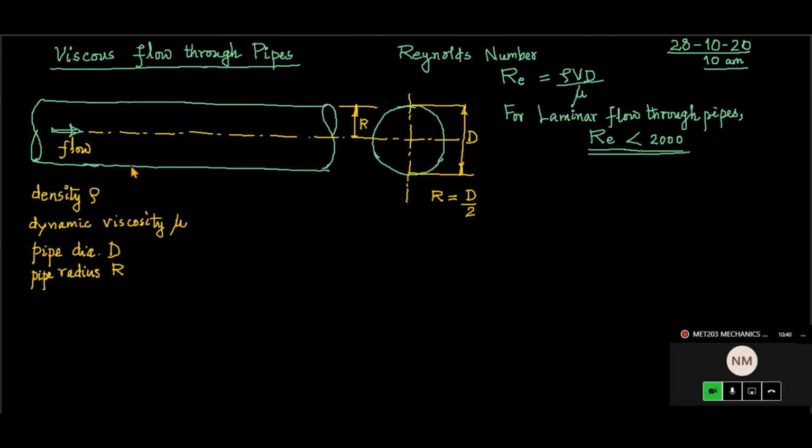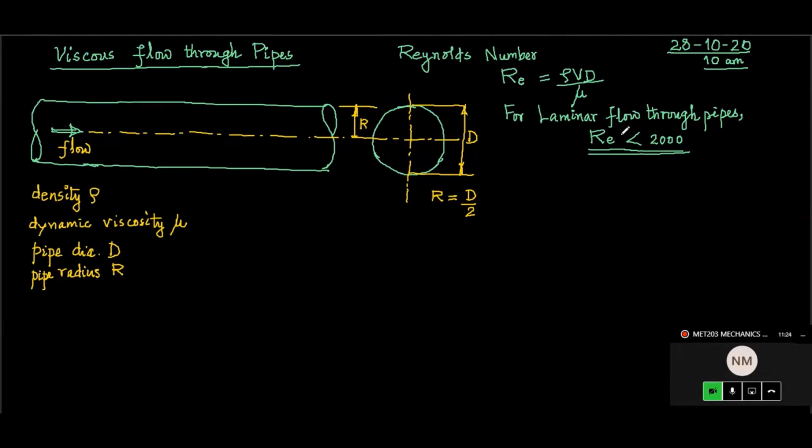So in the last class, I told you about the Reynolds number to identify whether the flow is laminar or turbulent. The Reynolds number is given by the expression rho v d by mu for a pipe flow. Even otherwise, Reynolds number is rho v L by mu, where L is the characteristic length. In the case of pipe flow, the characteristic length is the diameter. So that's how it is rho v d by mu. Essentially, Reynolds number is the ratio of inertia force to viscous force acting on the fluid.